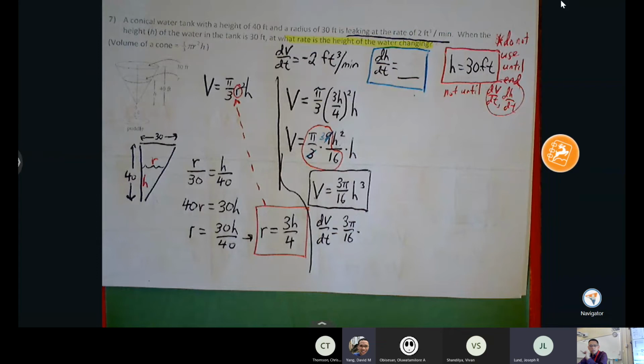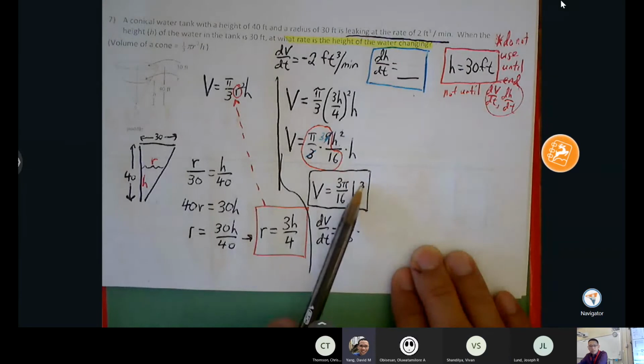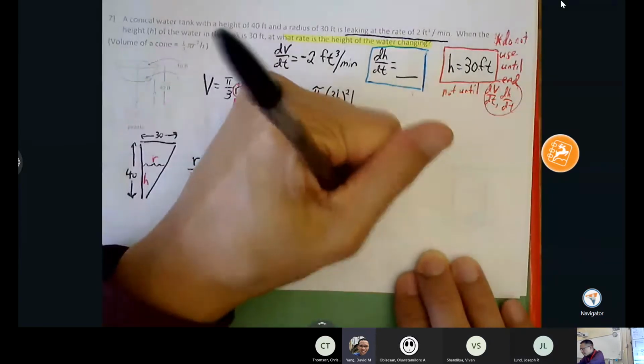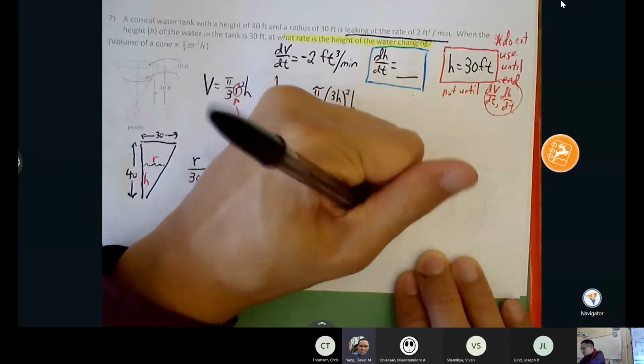2h squared. Someone else want to jump in? You're close. You're close. 3h squared, right? Yeah. So we bring down the 3 first, and then we subtract 1 from the exponent. Okay, sorry, that was my bad. Good. And then dh dt, right? Good.